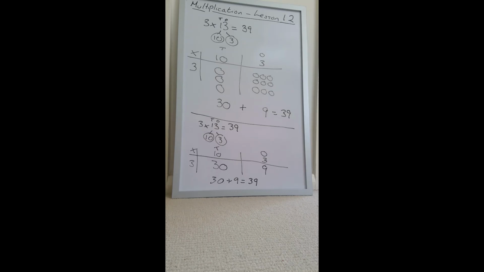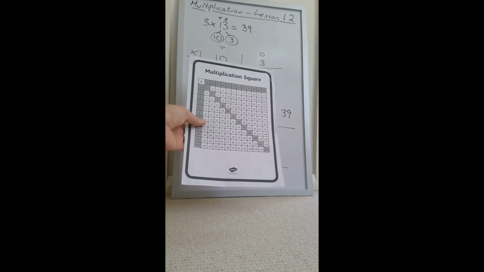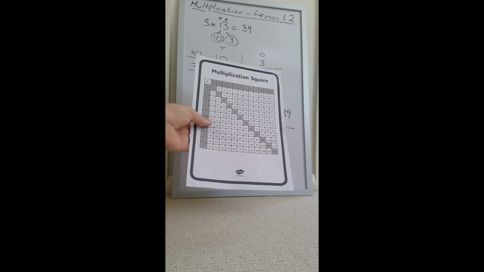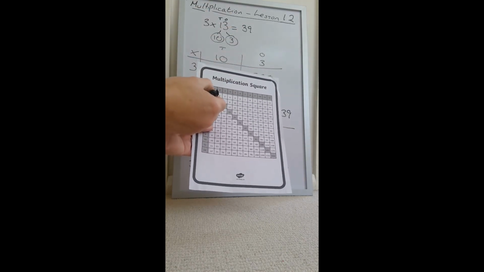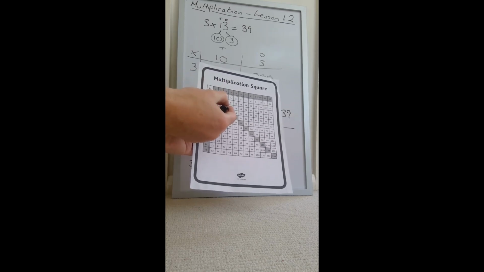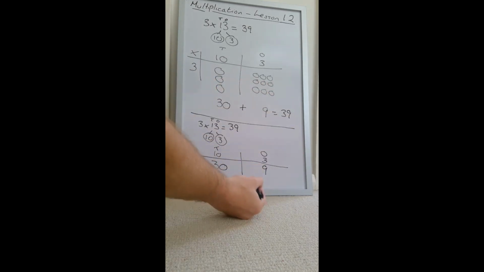Remember, if you are unsure about any of these steps, you can always refer back to your multiplication square to help you. So for example, if you weren't confident with your 3 times tables, and it was 3 times 3, you would find 3 times 3, and you would meet in the middle, and here is the answer 9, and it would help you complete your grid.